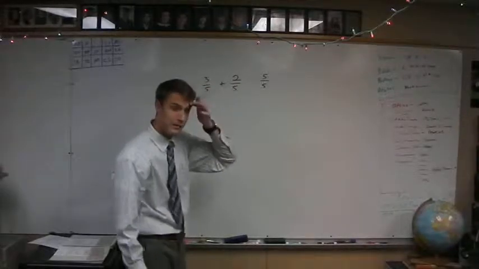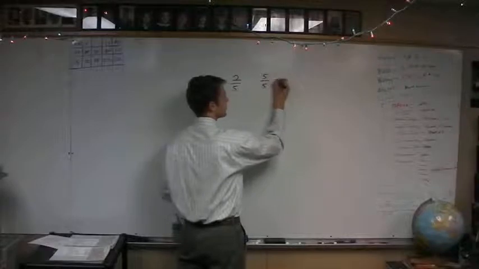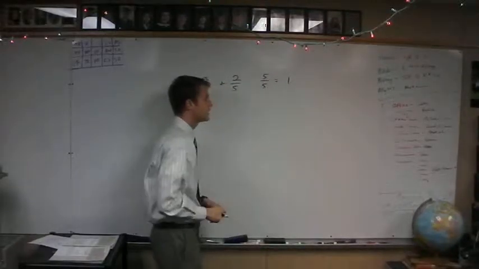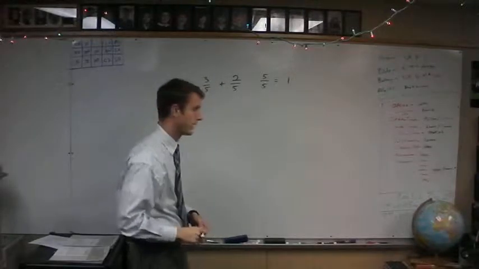Add the numerators, I have 5 over 5. Now that can be reduced. Any number over itself is equal to 1. So I reduce that, or write that in the smallest, lowest terms, which is 1.